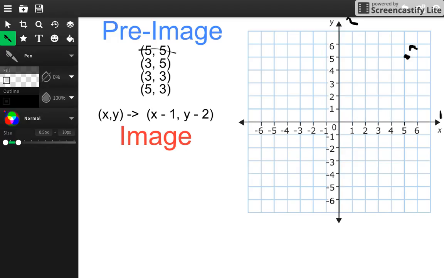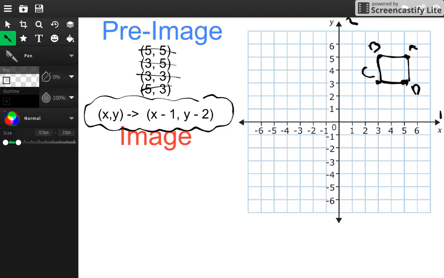Okay. 3, 5. Over 3, up 5. Let's label that B. Over 3, up 3. Let's label that C. And then 5, 3. Over 5, up 3. Okay, so I intentionally made this to where it would look like a square because I wanted a simple shape to show you.